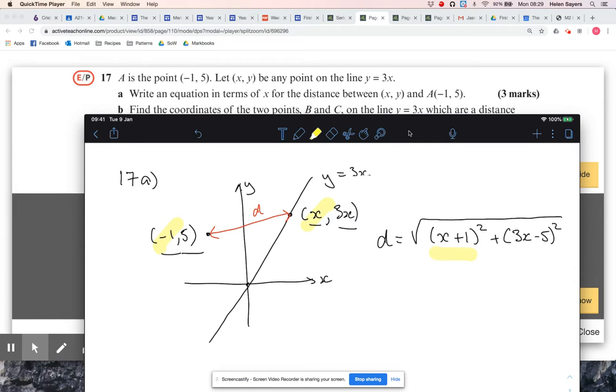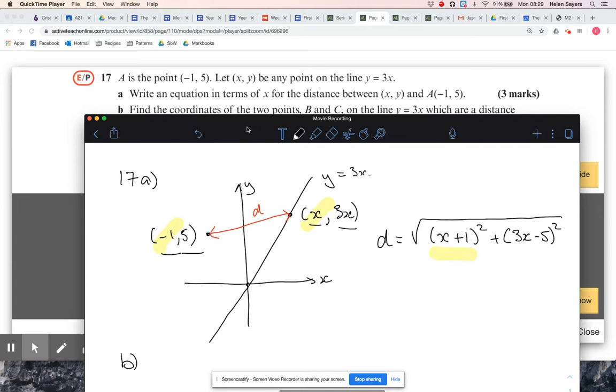You can do it the other way around. If you had -1 minus x in your first brackets and 5 minus 3x in your second brackets, that'd be absolutely fine. Because we're squaring, it wouldn't matter if you did this take away this and then this take away this, that would work as well. Okay, and that'll do. It doesn't mention simplifying, just an equation in terms of x. So that is in terms of x, and I'm not going to make life more complicated, I'm just going to leave that as it is.